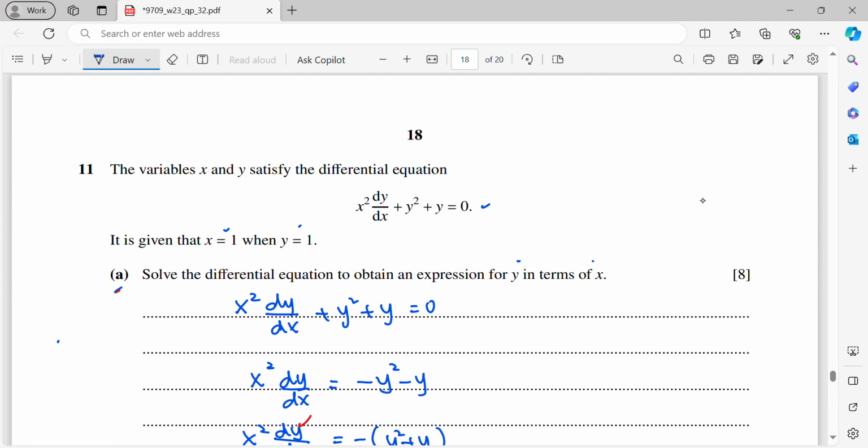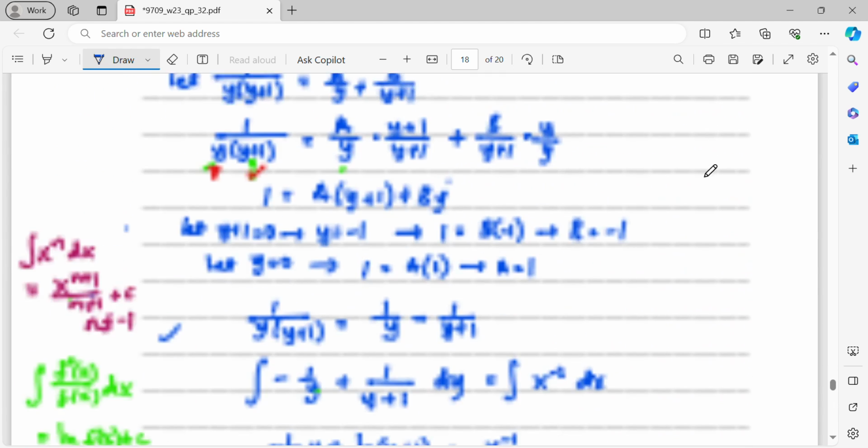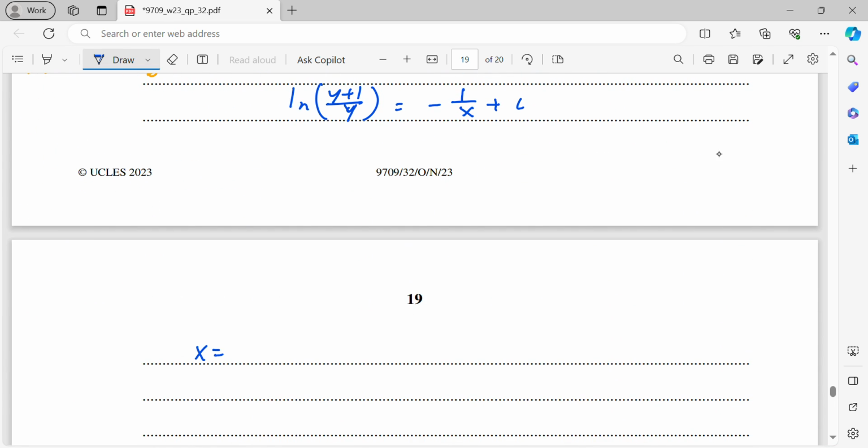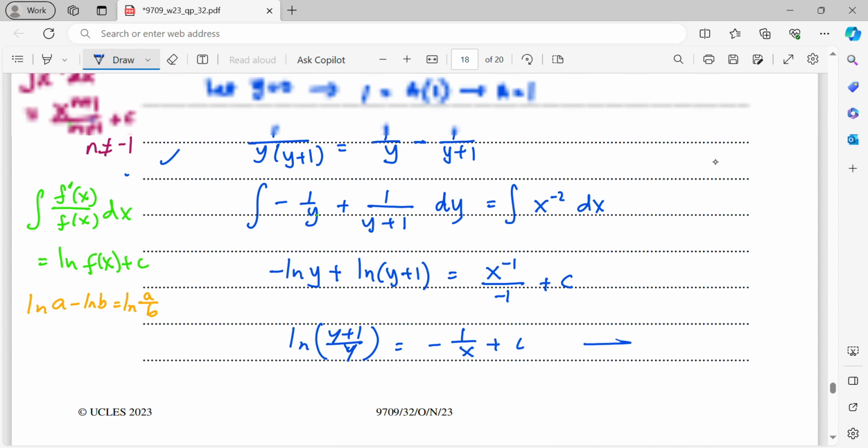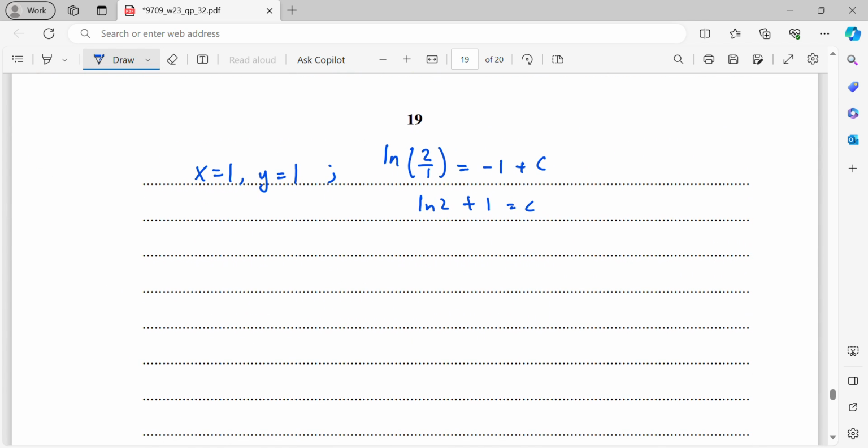Now, to find the c, let x be 1, y be 1. So, x equals to 1, y equals to 1. Therefore, ln 1 plus 1 is 2. So, 2 over 1 equals to negative 1 plus c. So, I'll get ln 2 plus 1 is c. Okay, so now final answer, substitute back into this expression. So I will get ln y plus 1 over y equals to negative 1 over x plus the c. C is ln 2 plus 1.